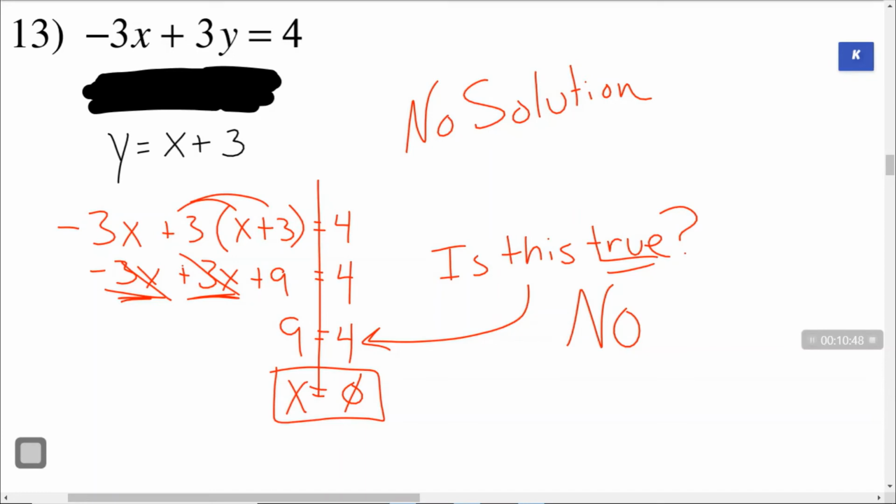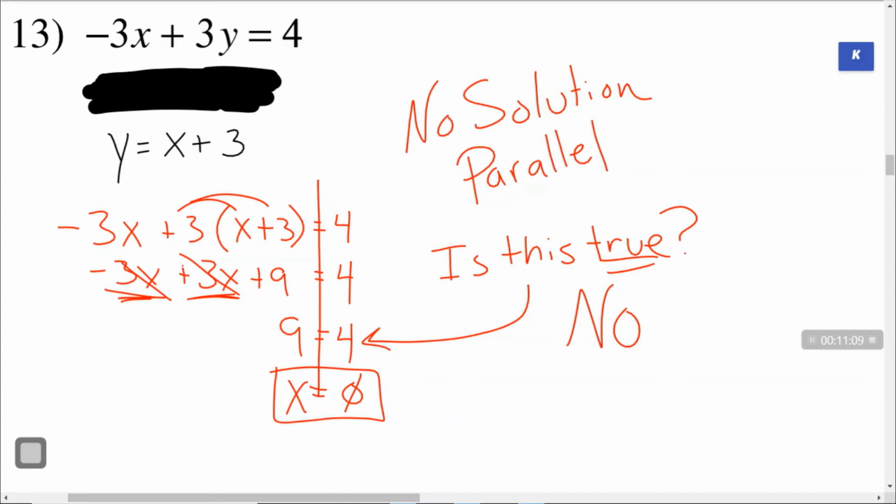That means these two lines are parallel, because they will never have an intersection point. All right, so that's what we're looking at here. We do say that there is no solution. We can say x equals null because x is the independent variable. Y depends on what x is. All right, we cannot write it using an ordered pair in this case.